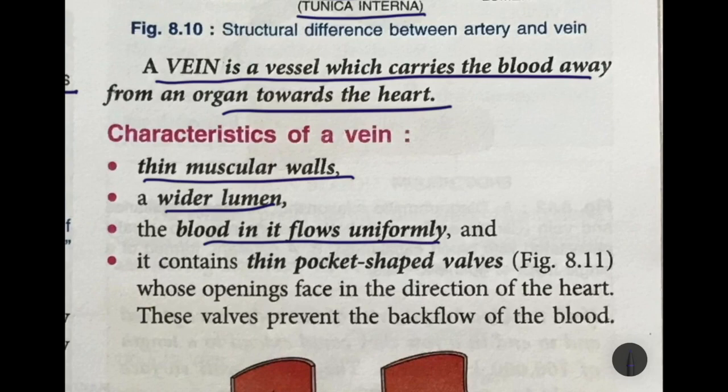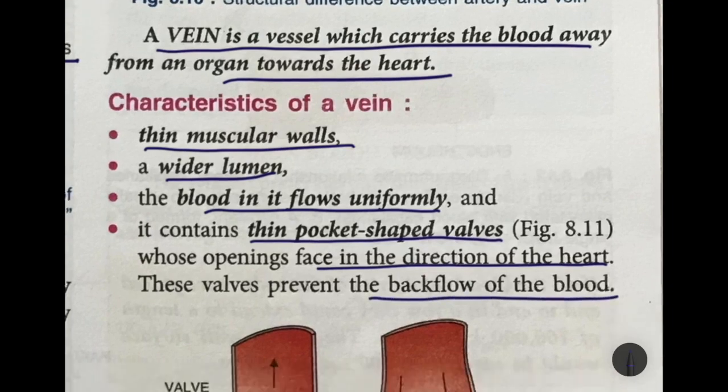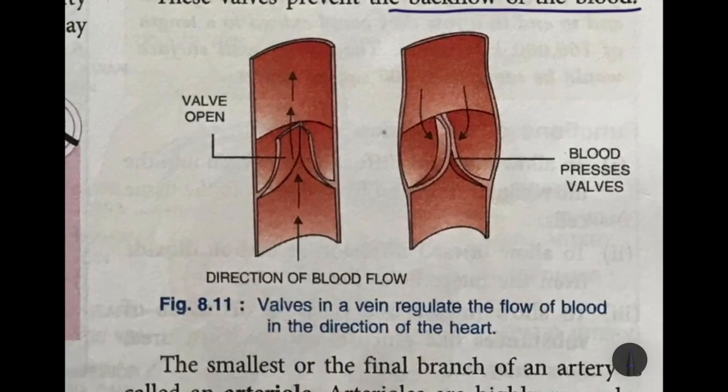Okay, and it has thin pocket-shaped valves whose opening faces in the direction of the heart, towards the heart. You know the valves do not allow the backflow of blood. So here you can see how the blood flows towards the heart. The valve opens. Once the blood flows through the valve, the blood cannot flow back because the valve is closed. The blood presses the valve and so it is closed.